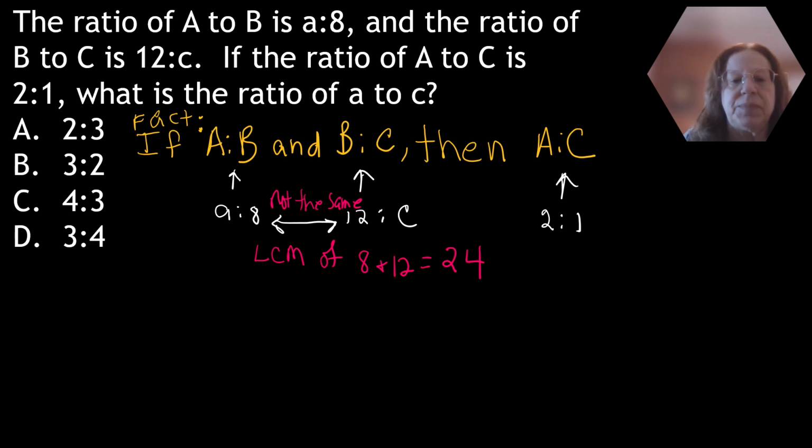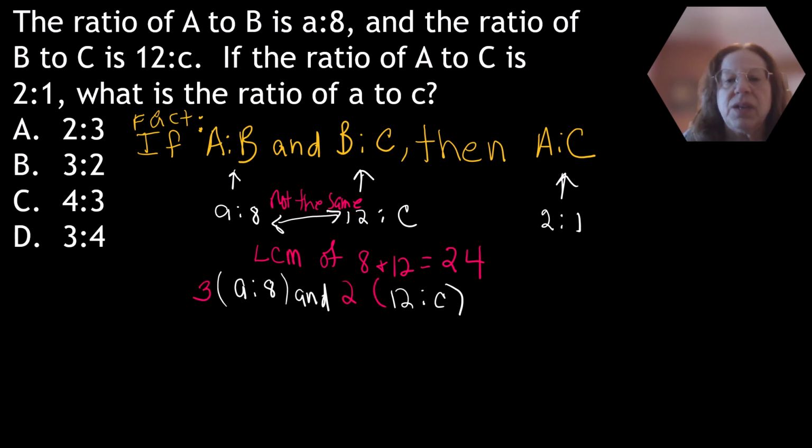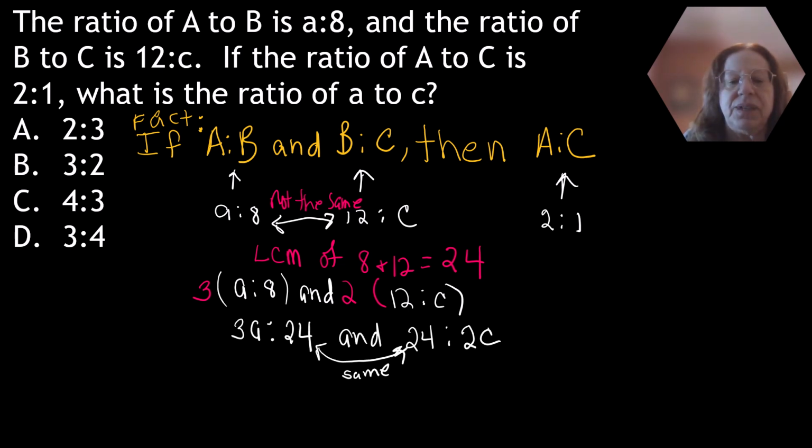So we're going to fix that by noticing that the least common multiple between 8 and 12 is 24. So we're going to make them the same by multiplying A is to 8 by 3 and 12 is to C by 2 so that we get 24 in the middle for the B's. Okay, so we have 3A is to 24, 3 times A and 3 times 8, and 2 times 12 is 24, and 2 times C is 2C. So now they're the same.